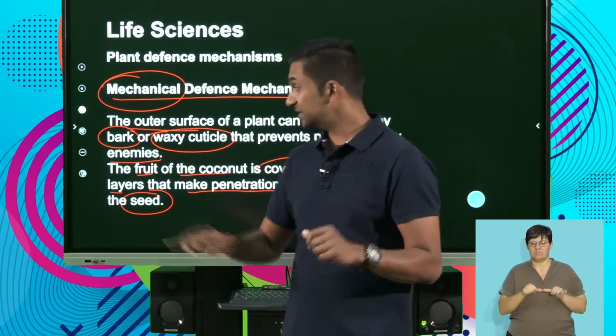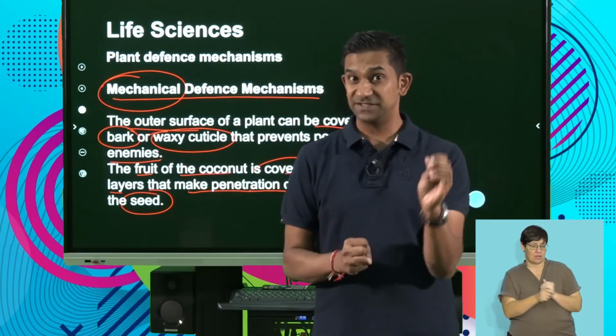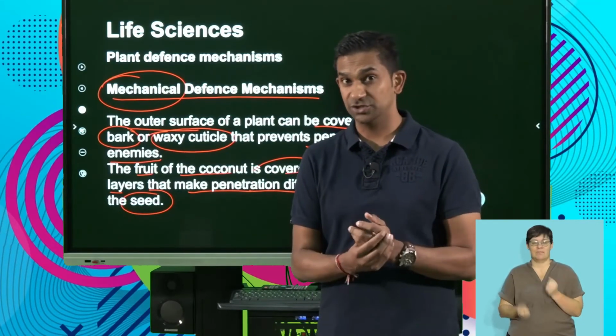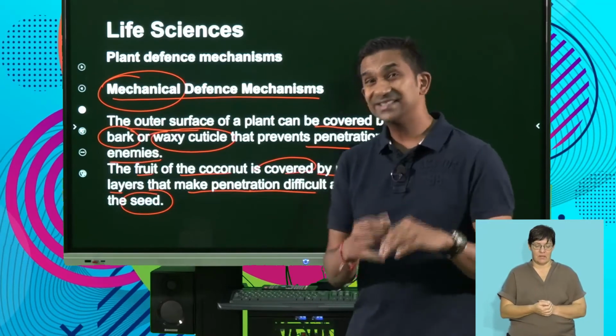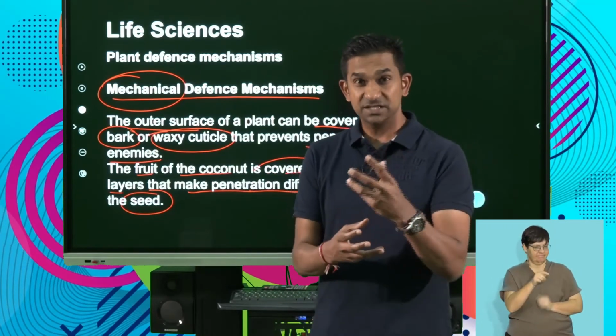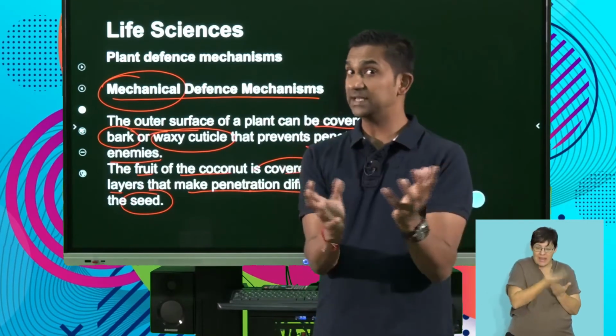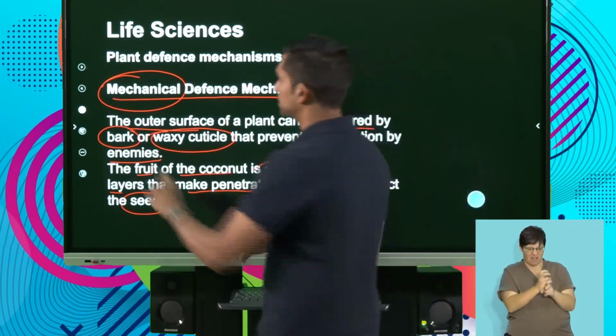And it's important that these seeds are protected, because if seeds are eaten, it means that the next generation of growth cannot continue. So the coconut is a classical example of how that succulent nutritive layer is protected. There are several layers on the outside. Let's try and look at that.